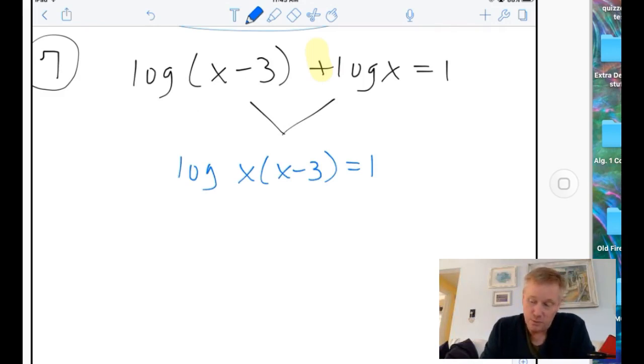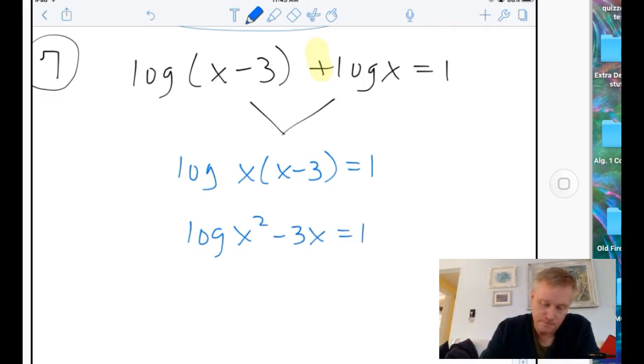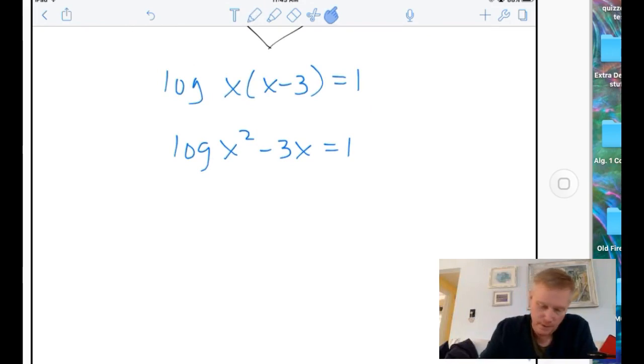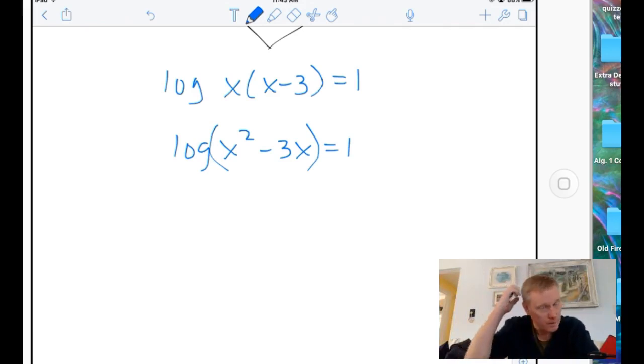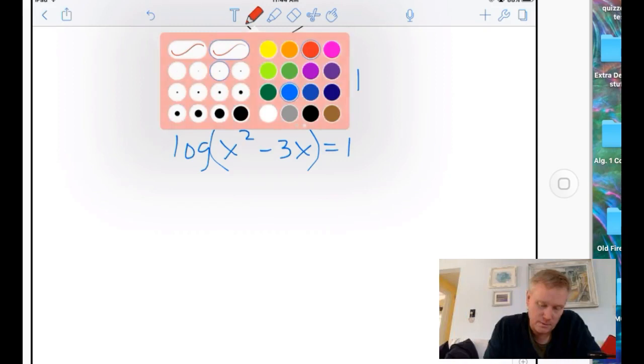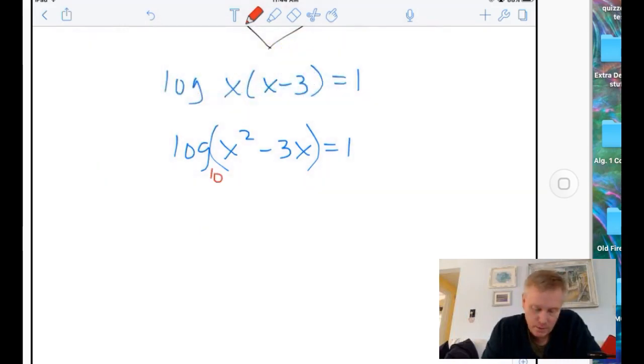Okay, now I can do distributive property there and get log of x squared minus 3x equals 1. And that should be in parentheses, because otherwise it looks like you're just taking the log of x squared and not the log of negative 3x. Okay, so parentheses and I'm good. Now I can switch it into exponent form. This has a base of 10 because there's always a base of 10 implied there, which means I go 10 to the first power, which is just 10, equals x squared minus 3x.